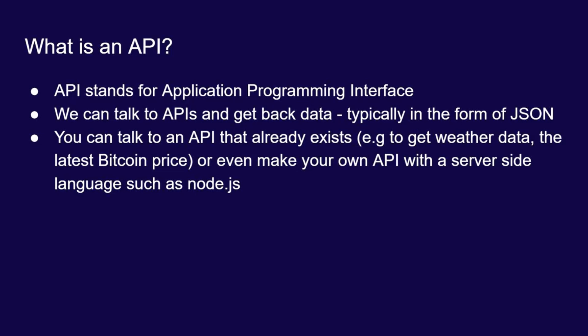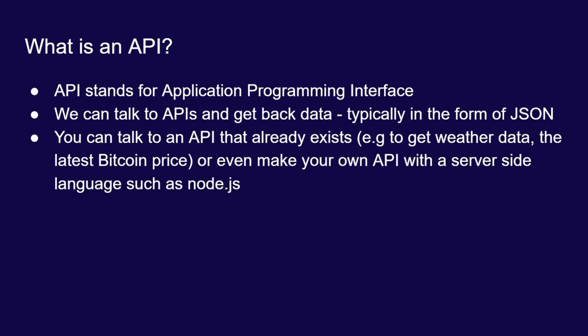So an API almost is like a server somewhere. It is a server on a computer over the internet, and you can speak to an API to get data back. So as I say, we can talk to APIs and get back data. This data typically comes in the form of something known as JSON, okay? So JSON stands for JavaScript Object Notation. That's not really important. What matters is that you understand it is a format, and JSON is an easy to read format.